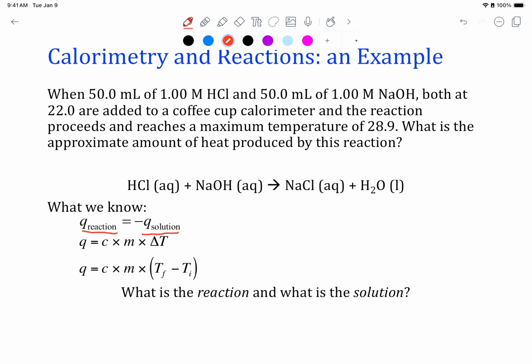So what I want you to do is pause the video and think about what is the reaction and what is the solution. If you were to draw that, where would the heat be going from where to where? If I were to draw this out on an atom to atom level, what is the reaction and what is the solution? So pause the video and think about that.